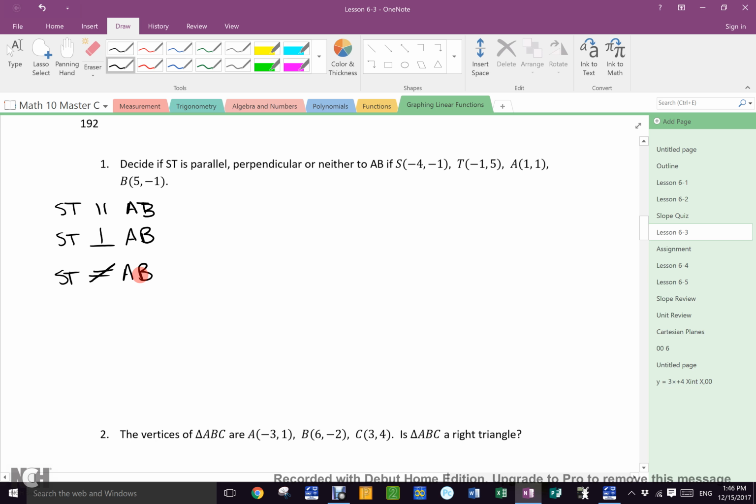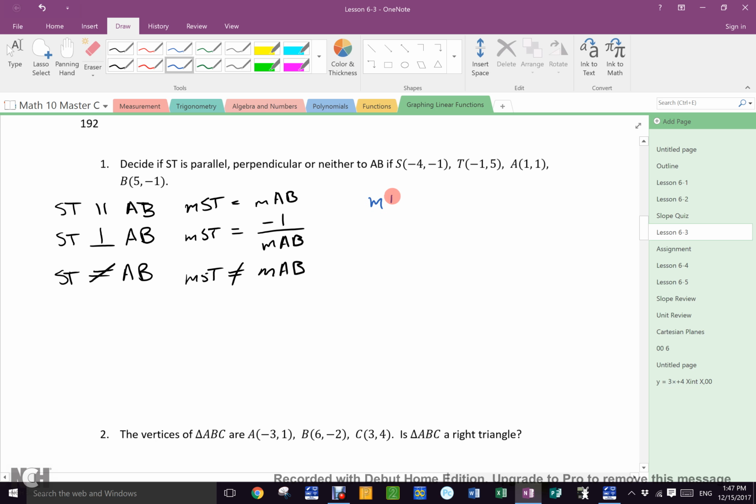All right, so here we go. If they're parallel, then the slope of ST is what to the slope of AB? Equal. If they're perpendicular, then the slope of ST must equal -1 over the slope of AB. And if they're neither, then the slope of ST will have nothing in common with the slope of AB. So what must we do right now? I better find some slopes, right?